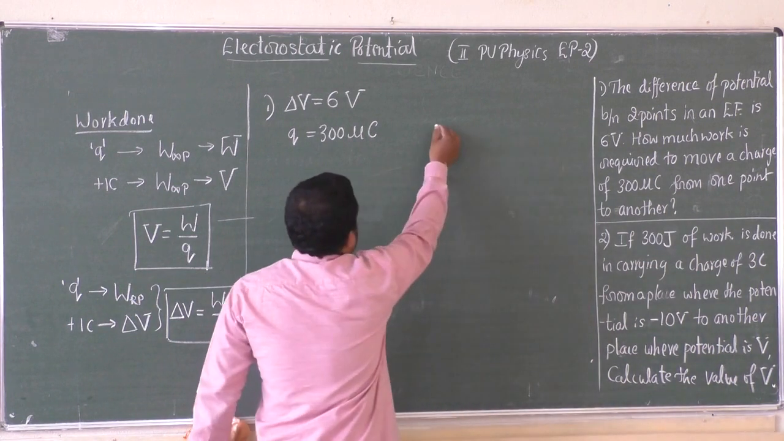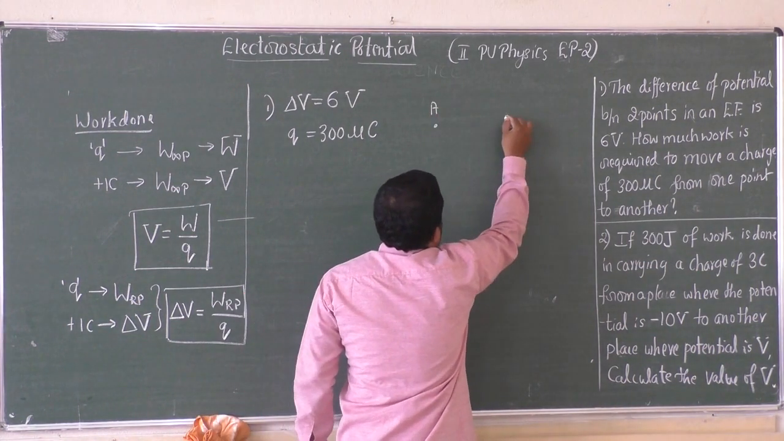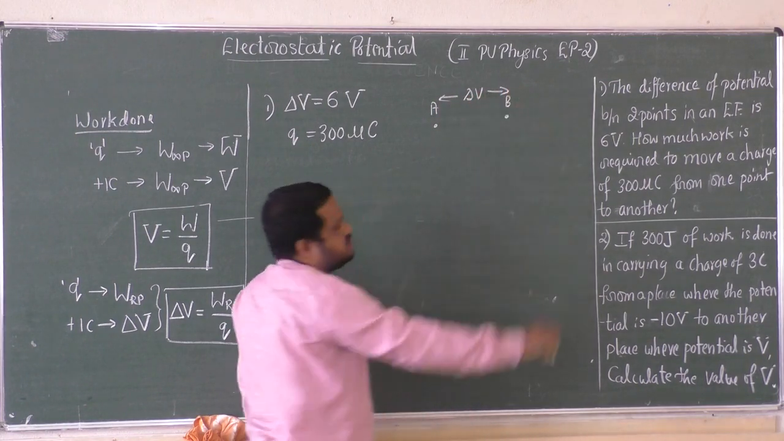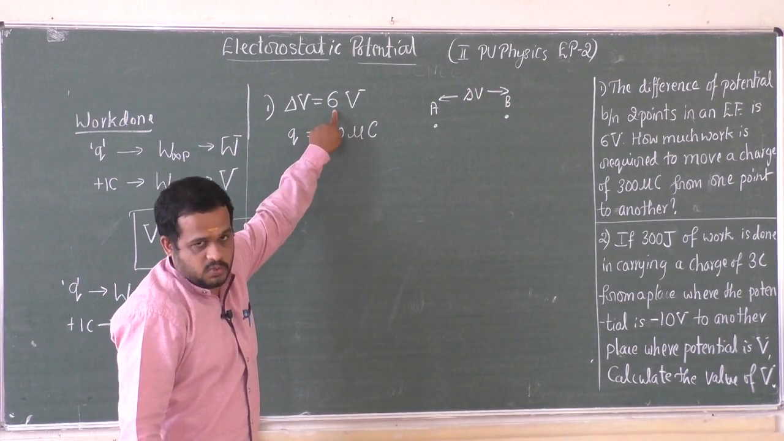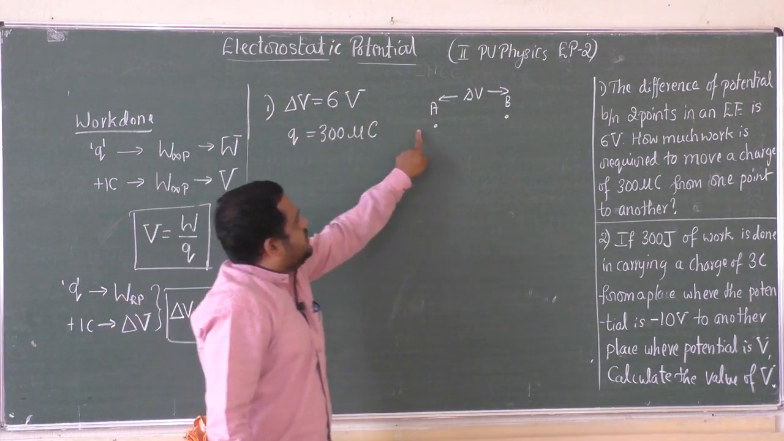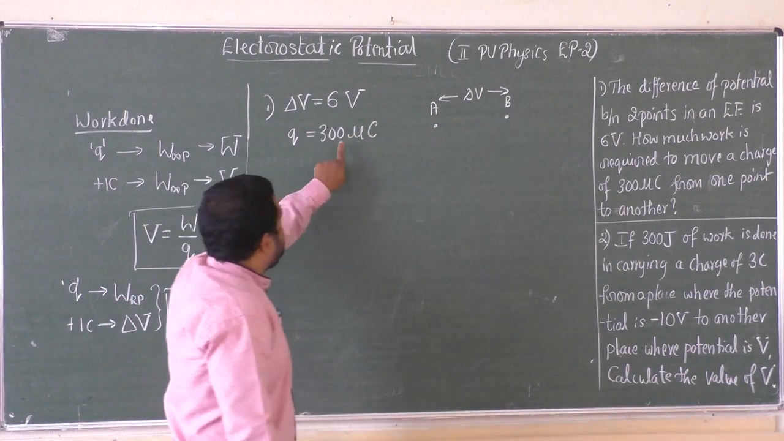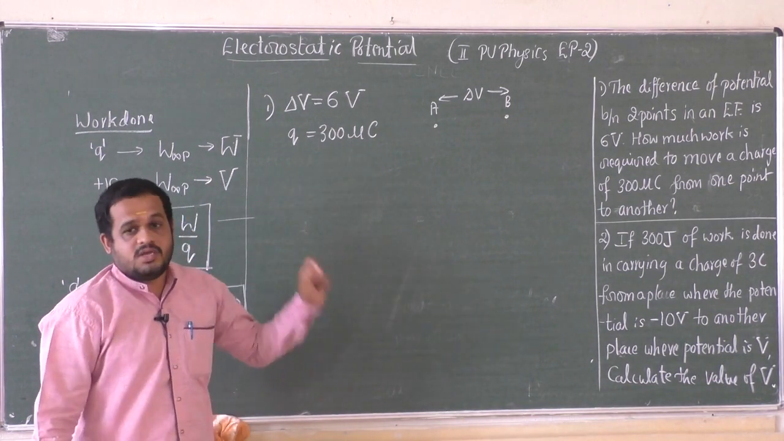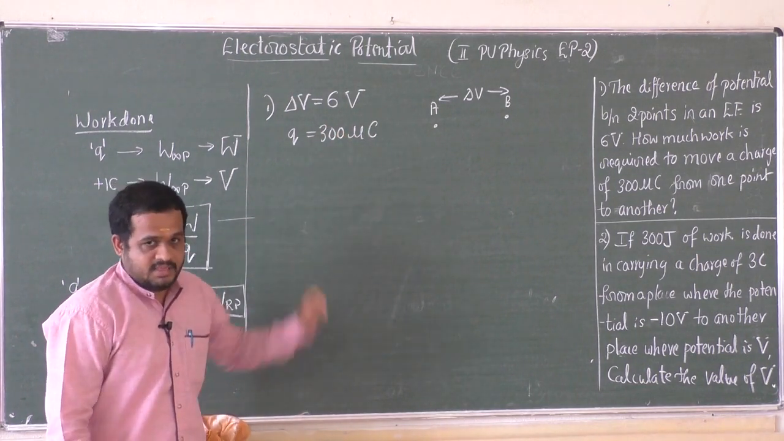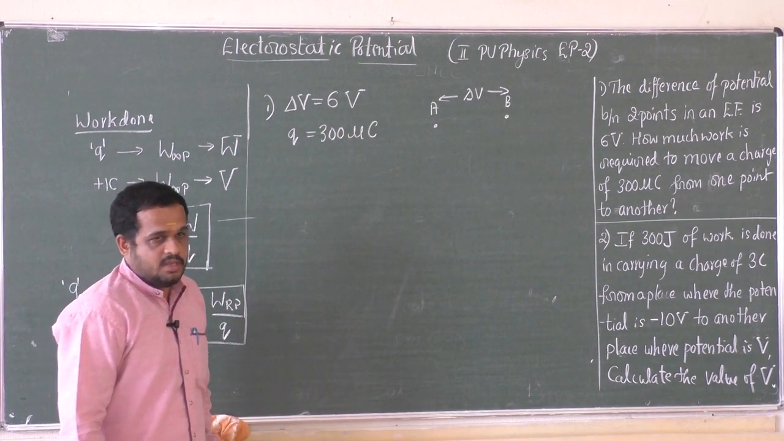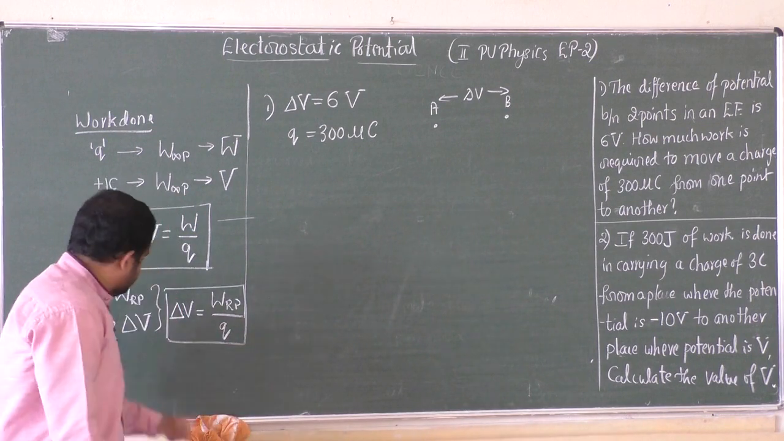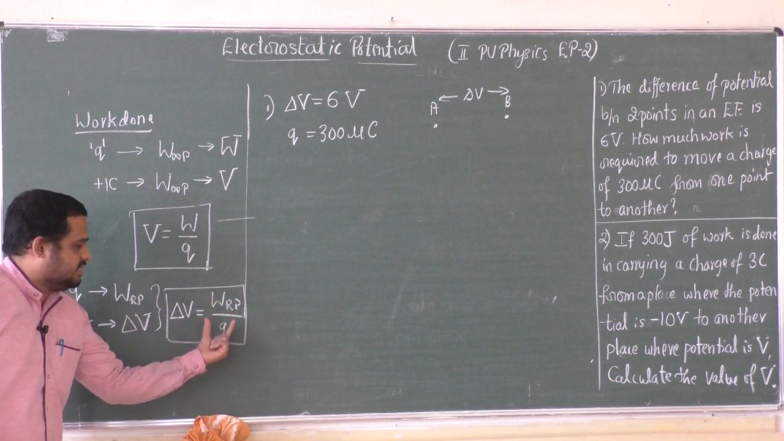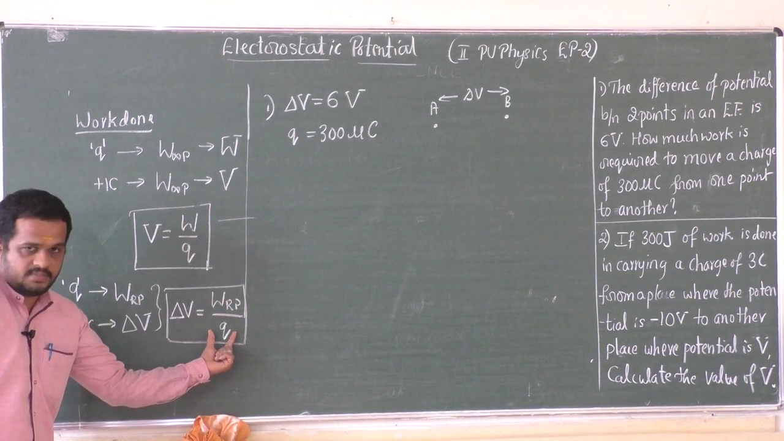Now the given problem is this one. 2 points are there, point A and point B. Between these 2 points there is a potential difference delta V of 6 volt. Between these 2 points if you want to shift a charge of magnitude 300 microcoulomb, then what is the amount of work done in that process? That is the question. Very simple problem it is. See, the relation between potential difference and work done in case of charge Q is here.